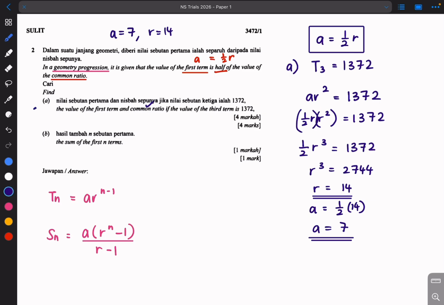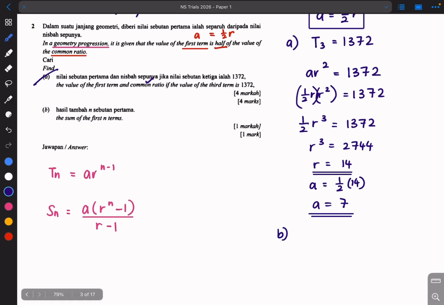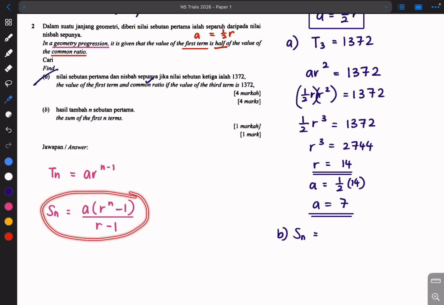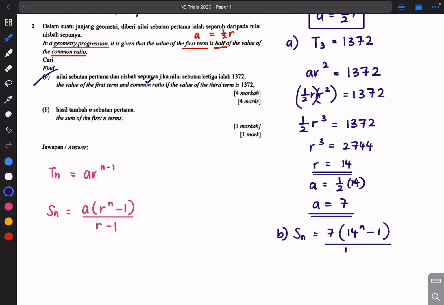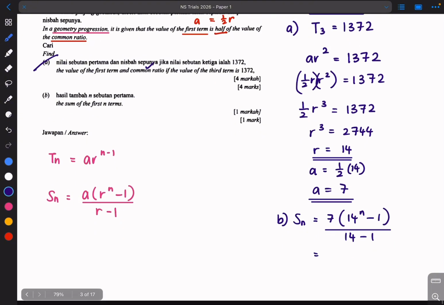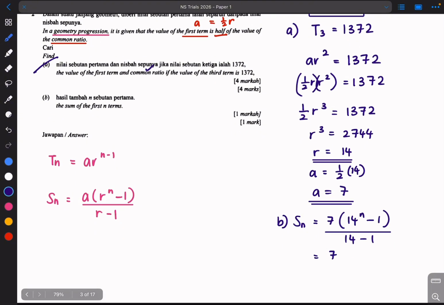Right, A done. Next, let's look at B. Sum of the first n terms. It's only 1 mark. So we need to find Sn. We already know Sn's formula is this, so we just sub in the values that we have. A is 7, R is 14, over 14 minus 1. 14 minus 1 is 13. So we can write this as 7 over 13 times 14 to the power of n, minus 1. Done. That's it.